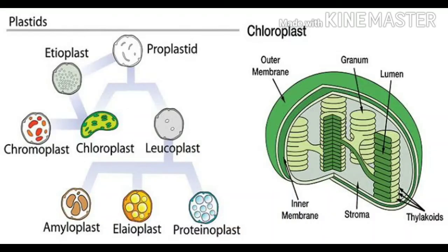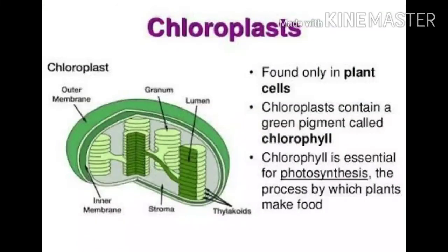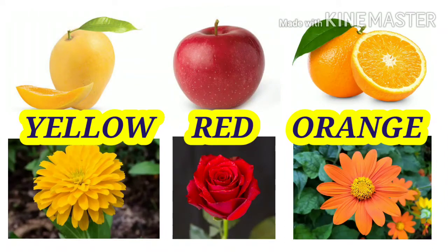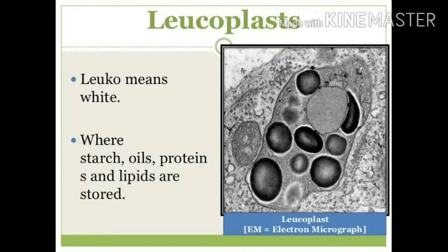First one, chloroplast. These are the green plastids present in the leaves and stems. Second, chromoplast. These are the yellow, red, orange colored plastids found in flowers and fruits. Third, leucoplast. These are the colorless plastids present in seeds and fruits.